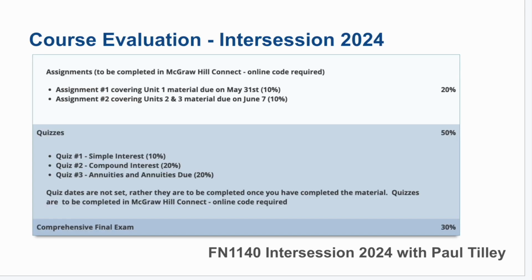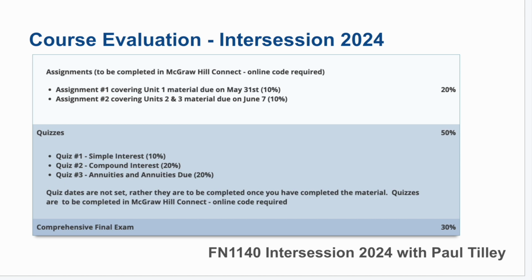The course, how is it going to be evaluated? Well, the course is going to be evaluated as we go along. First of all, there are a couple of assignments, and I've indicated hard due dates on those assignments, May 31st and June 7th. Now you'll say May 31st and June 7th come very close together. It does.